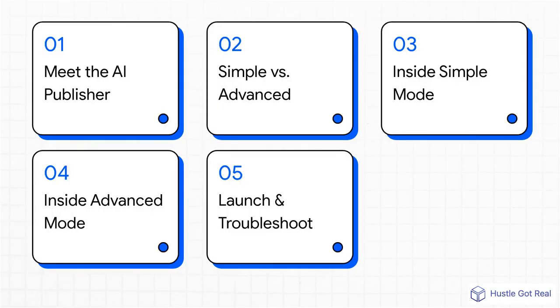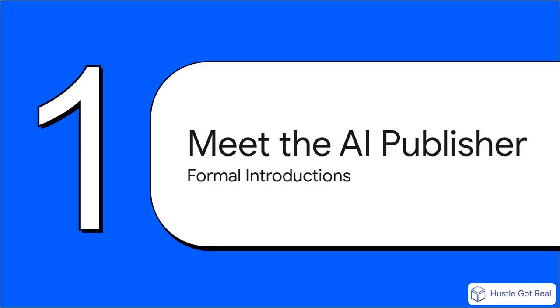So here's the game plan. First, we're going to properly meet the AI Publisher. Then we'll look at the two big choices you have, simple versus advanced mode. We'll take a good look under the hood of both. And finally, we'll cover how to launch your first automation and, just in case, how to fix it if things go a little sideways. Okay, let's get into it.